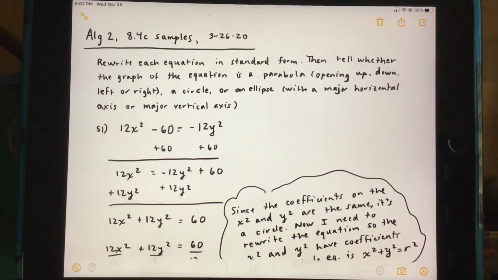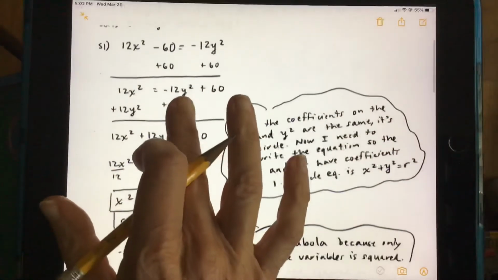So what we're going to do is rewrite each equation in standard form as a first step, and then we're going to tell whether the graph of that equation is a parabola, and we'll say if that parabola is opening up, down, left, or right, or if it's a circle, or an ellipse. And then if it's an ellipse, we're going to say whether it's an ellipse with a major horizontal or a major vertical axis. All right, let's take a look at our first sample, see what's going on.